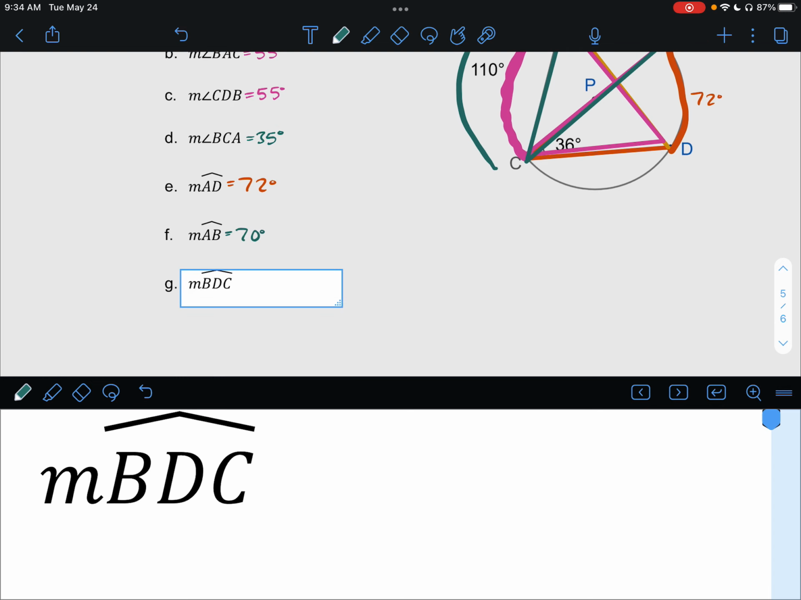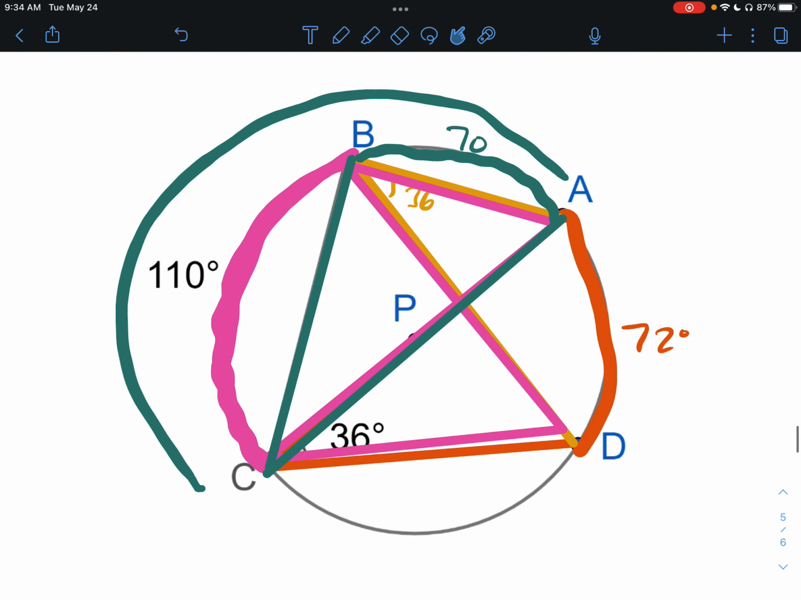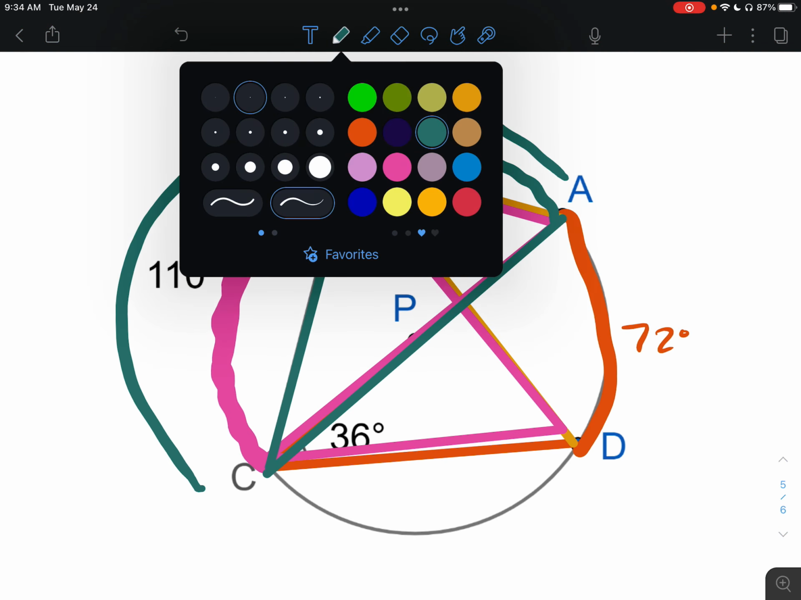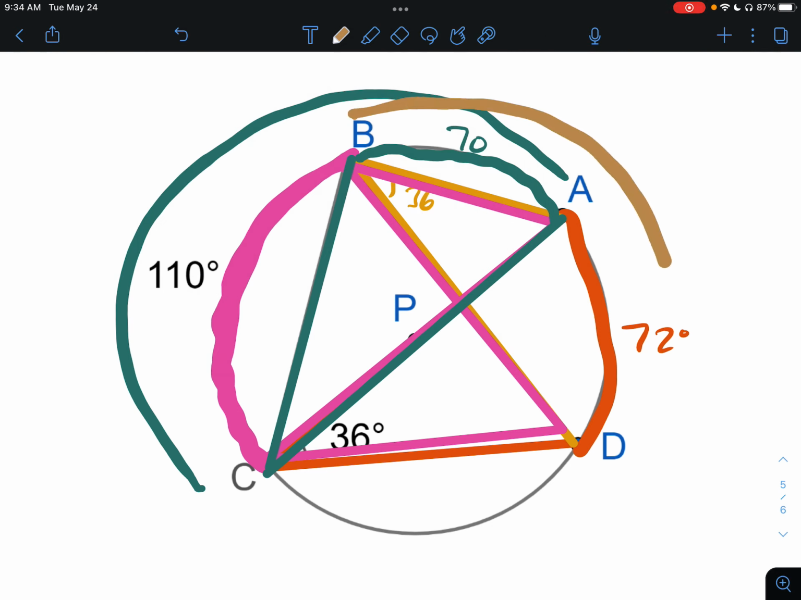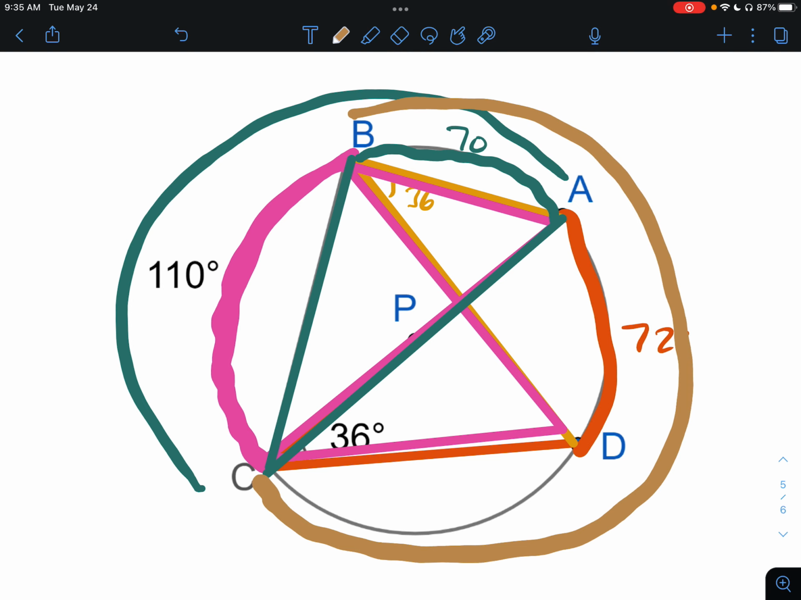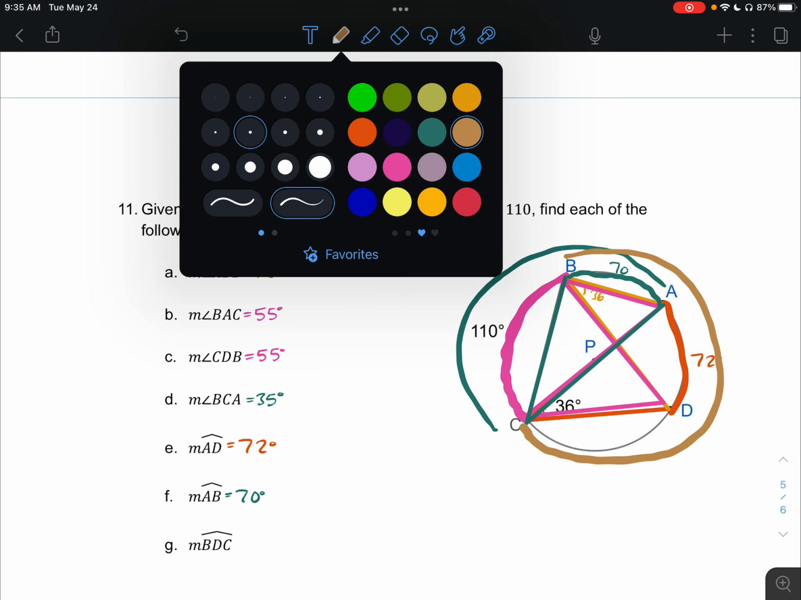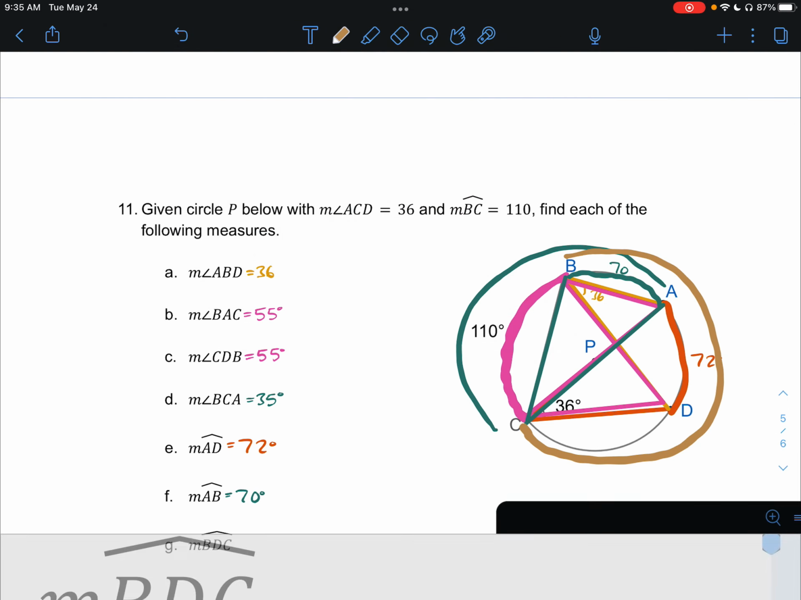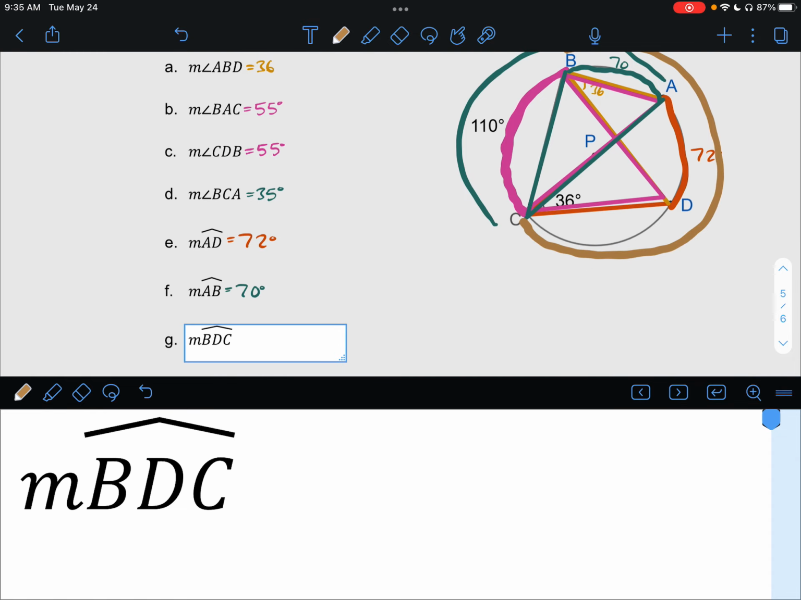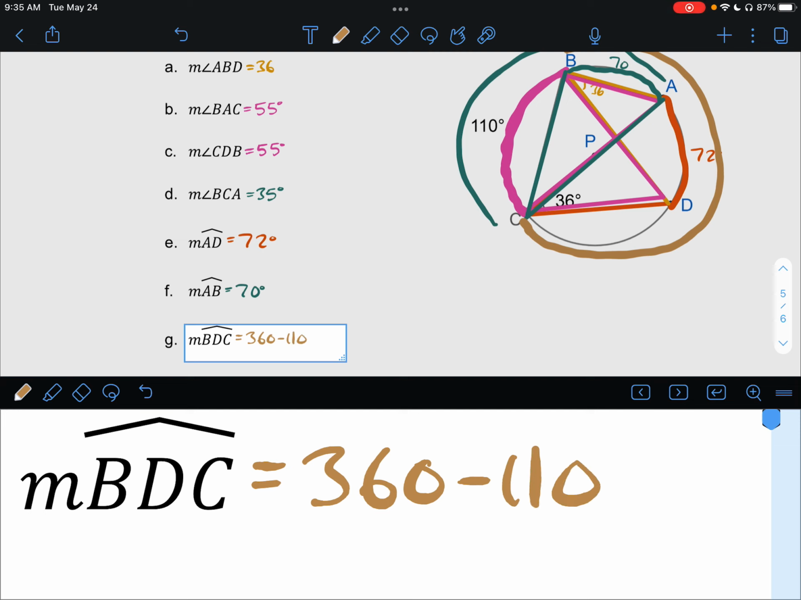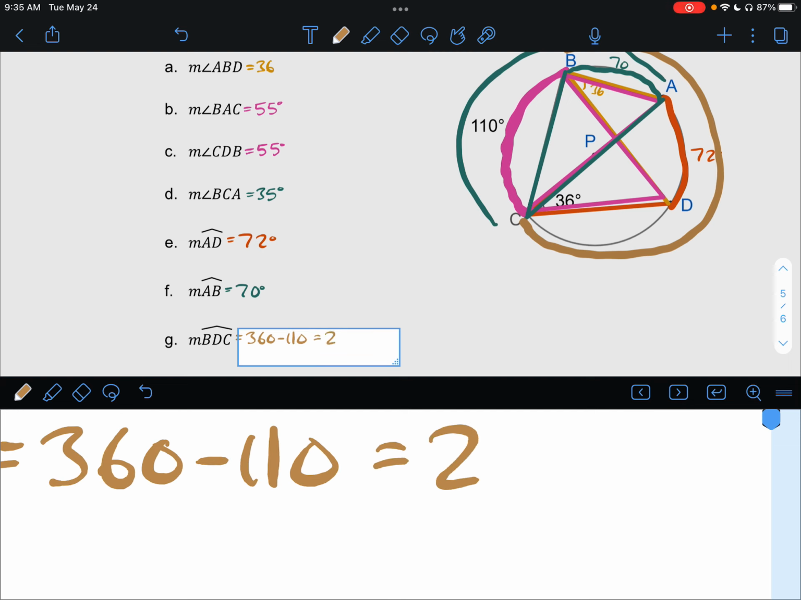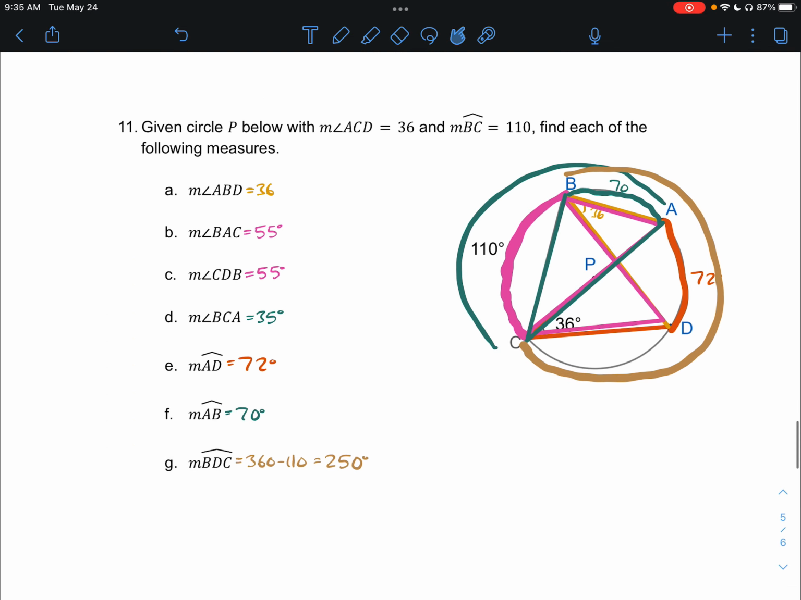Only thing I need now is measure of arc BDC. So arc BDC starts at B, goes all the way around through D, then up to C. So that's everything but this 110. So to find the measure of arc BDC, I just need to do 360, which is the whole way around that circle, minus 110. So 360 minus 110 equals 250 degrees. So that's my answer. And that's my answers for number 11.